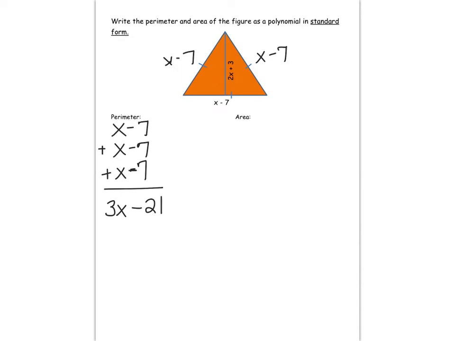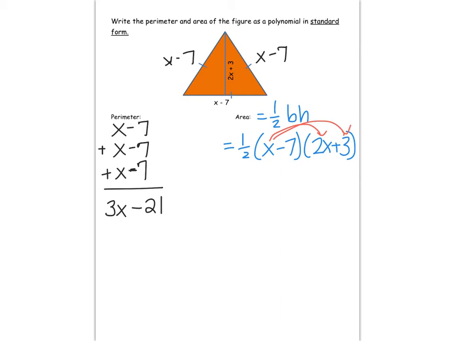Now area is a little trickier on a triangle because area equals 1/2 times base times height. And so really you have 3 things you have to multiply together. The 1/2, the base, which is the x minus 7, and the height, which is the 2x plus 3. I encourage you to leave the 1/2 for the very end and do the multiplying first of the x minus 7 and the 2x plus 3. That way you don't have to deal with any fractions until the very end.